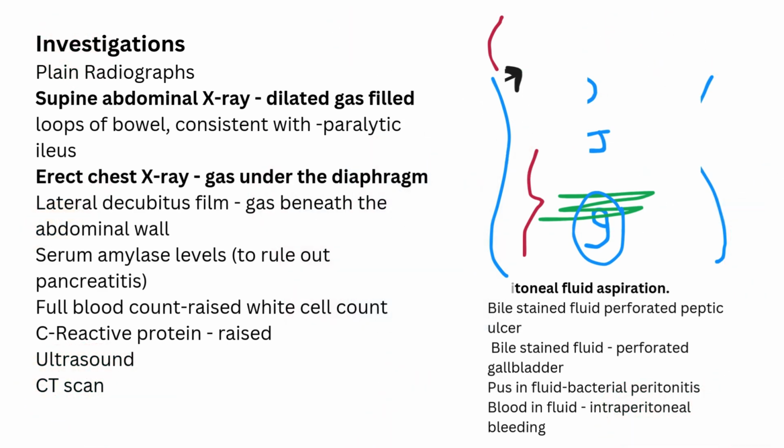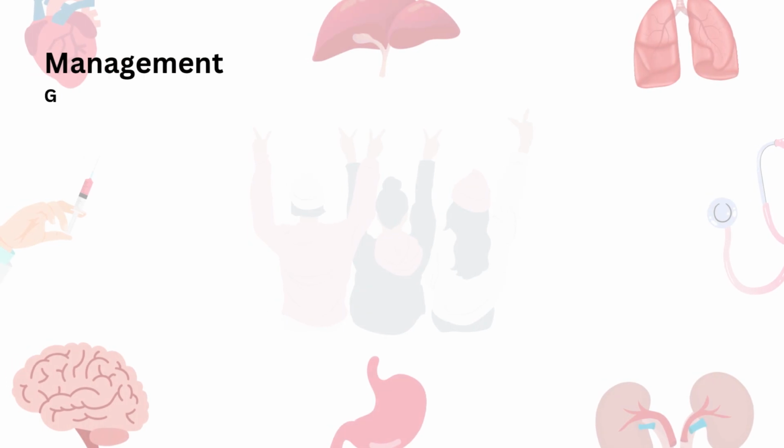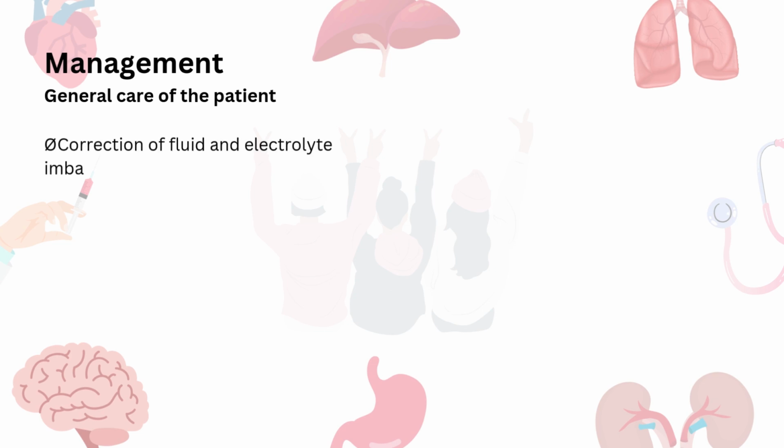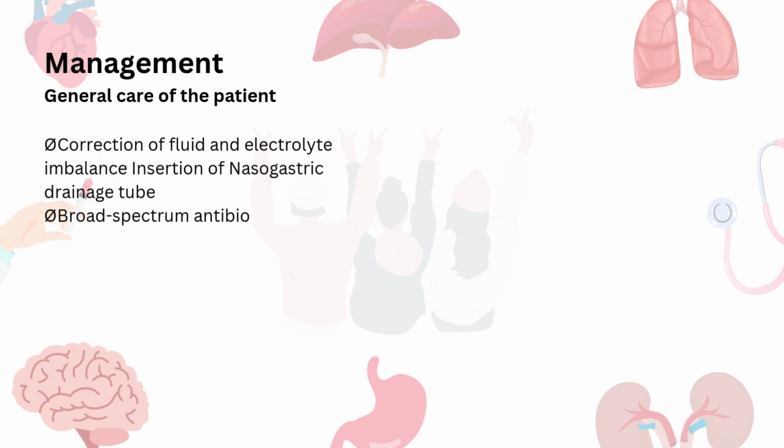And then we are moving towards the management. Now, the management of the generalized or the localized peritonitis would be the general care of the patient. You would correct the fluid and electrolyte imbalance. You would insert the nasogastric tube to do what? To decompress the GI tract. You would start the broad spectrum antibiotic therapy in case there was a bacterial peritonitis, and then you will give analgesia to the patient to relieve his pain, and you will check the vital signs.